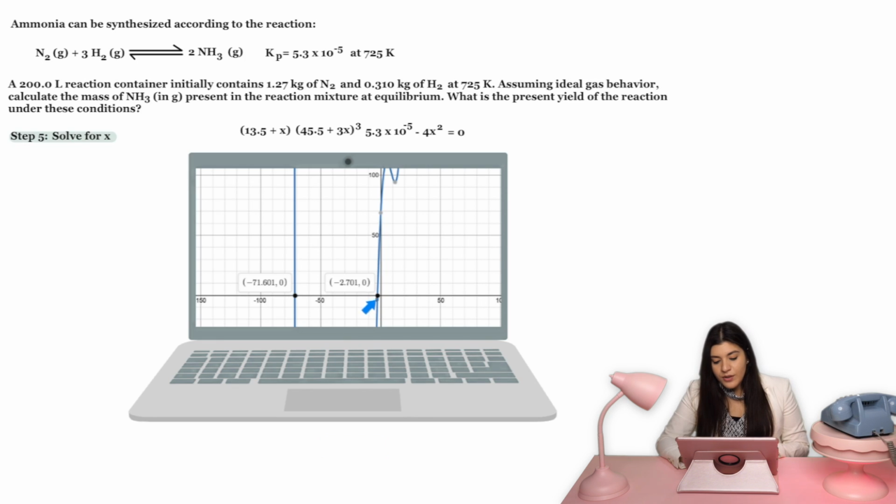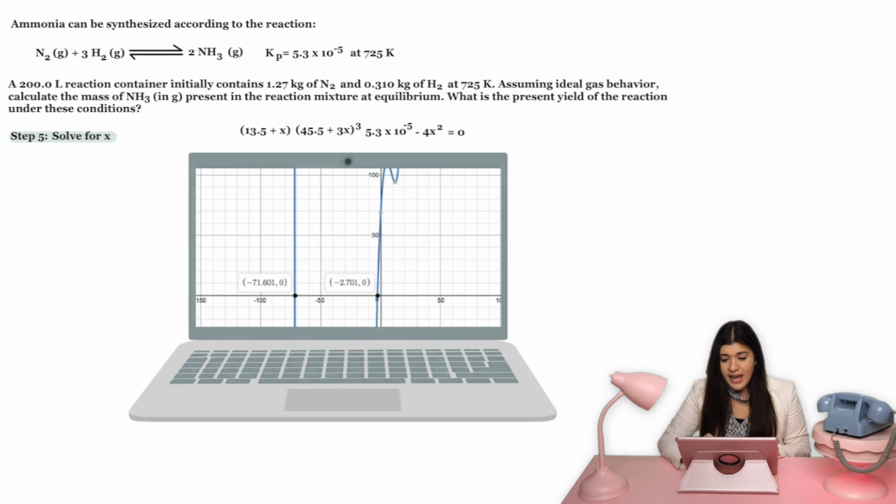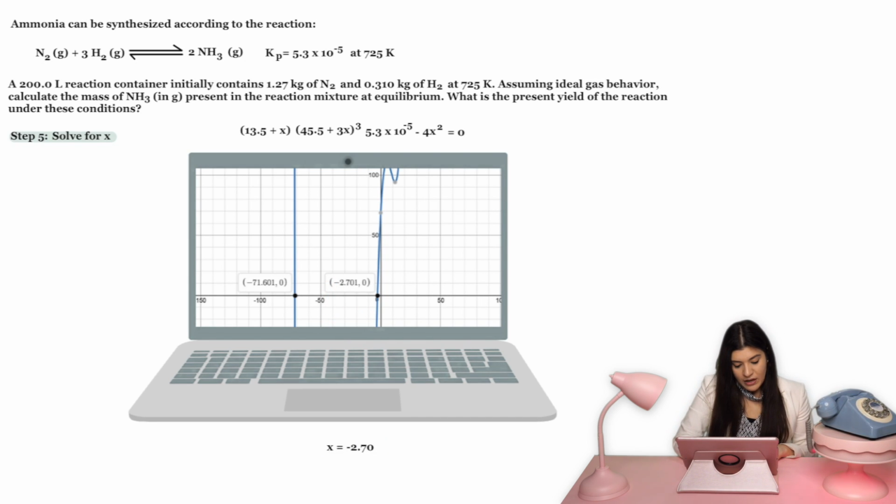I'm searching for the value that of course is smaller. This 71 is way too large. How I know that is just the fact that it's even larger than any of the initial pressures that we started with, okay? Because that's way too much, I know that that's not the answer. So it had to have been this negative 2.7. That's going to be our x value.